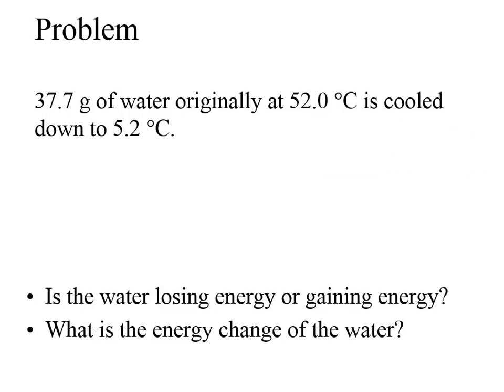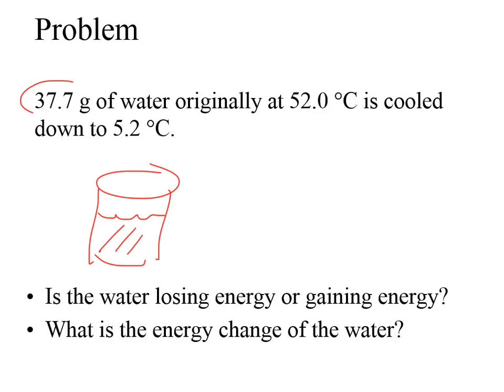All right. So let's do a problem, shall we? Using that Q is equal to MC sub P delta T. All right. So it almost seems like it needs a little picture here. Okay, so we'll have a beaker of water. Notice it gives us the mass of the water. So M is equal to 37.7 grams. I better say it's water because that makes a difference, doesn't it?